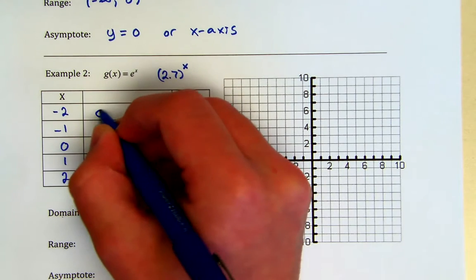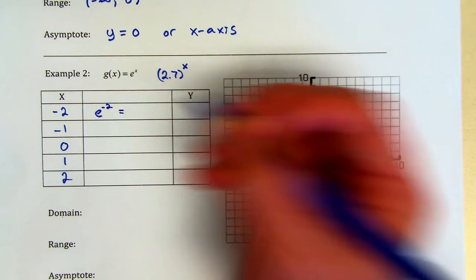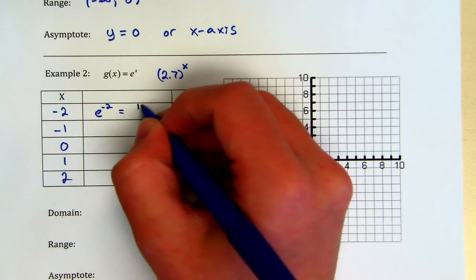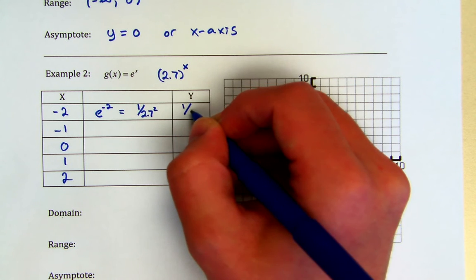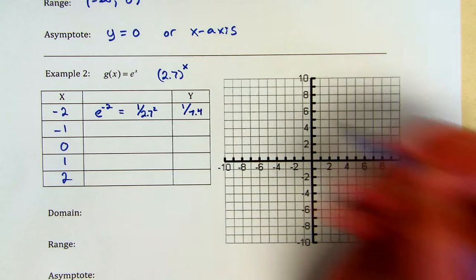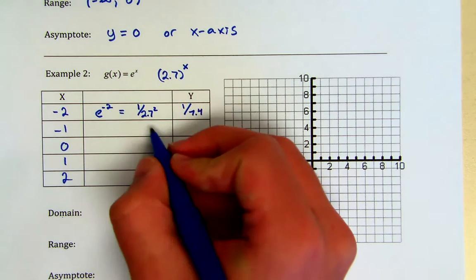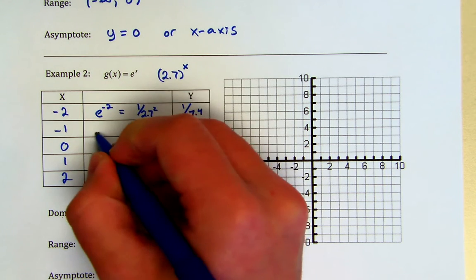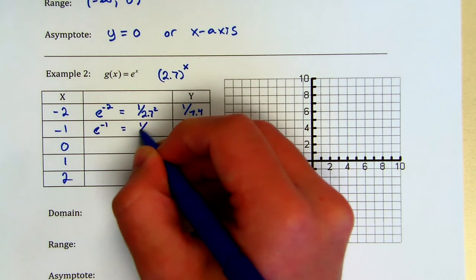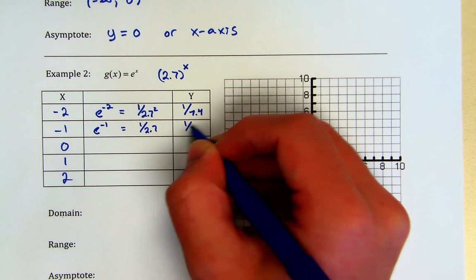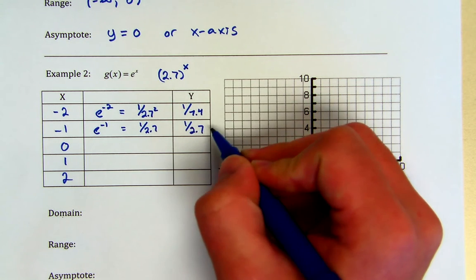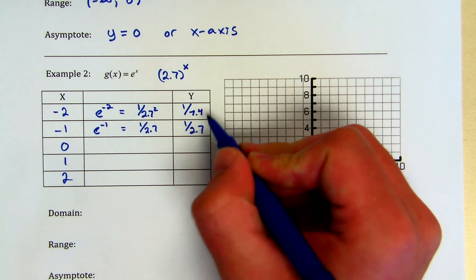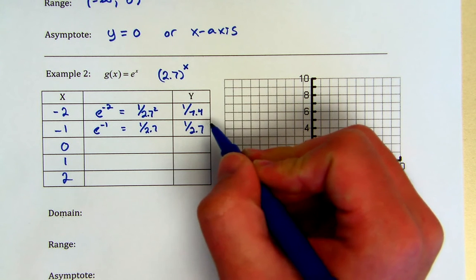And we're going to take e to the negative 2. So I'm going to take 1 over 2.7 squared, which is about 1 over 7.4. Now I'm going to take e to the negative first power, which is 1 over 2.7. If I get these decimals, I end up getting really small numbers. So you should just realize that it is approaching 0 with these values.